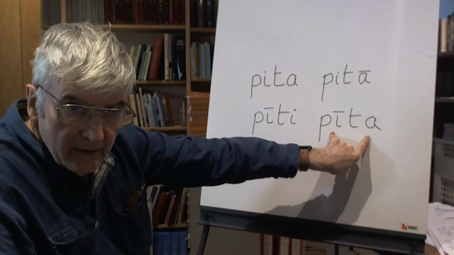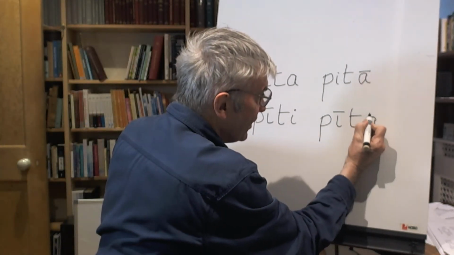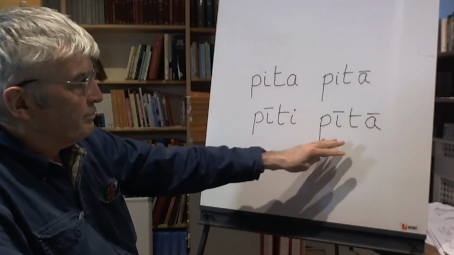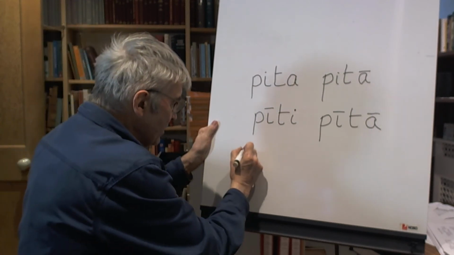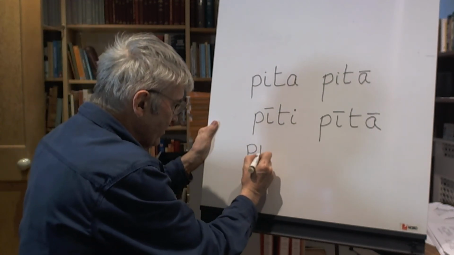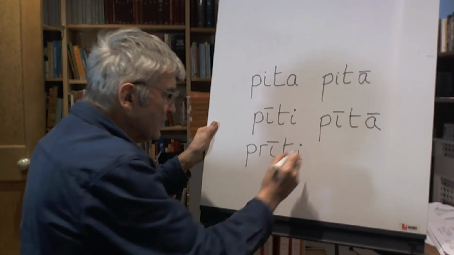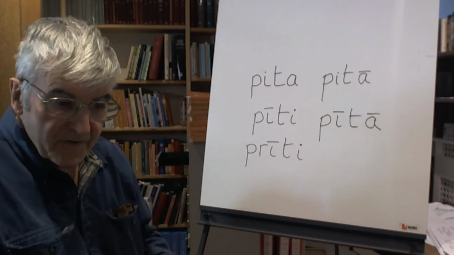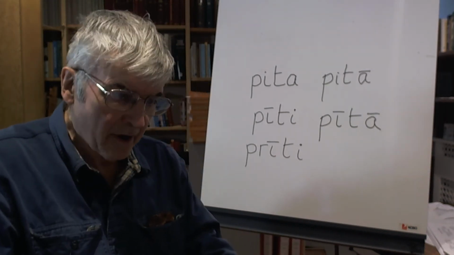If you make that feminine, just put a long a, that's the feminine form. By the way, piti is joy. It's from the Sanskrit priti, as in Priti Patel, our Home Secretary.